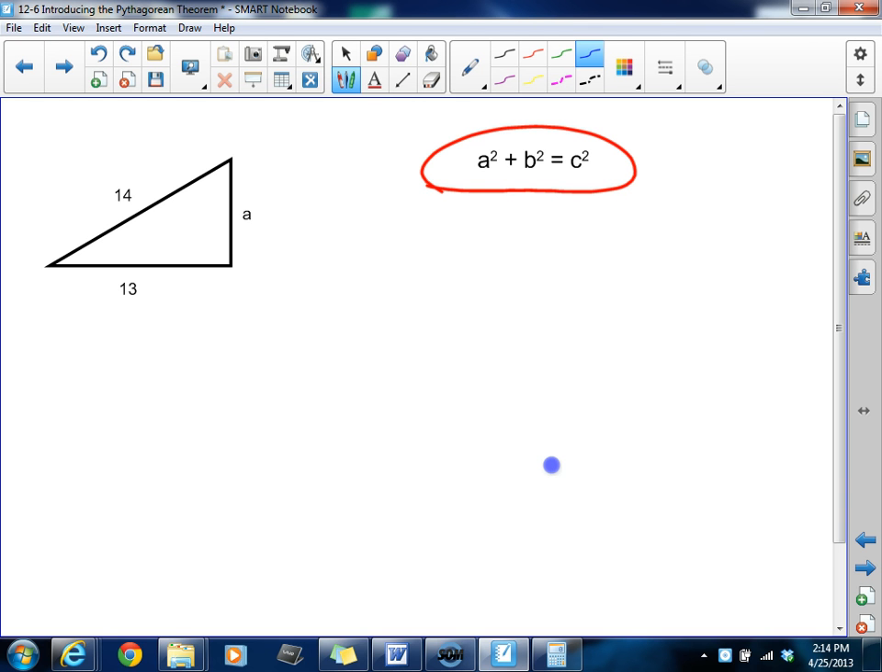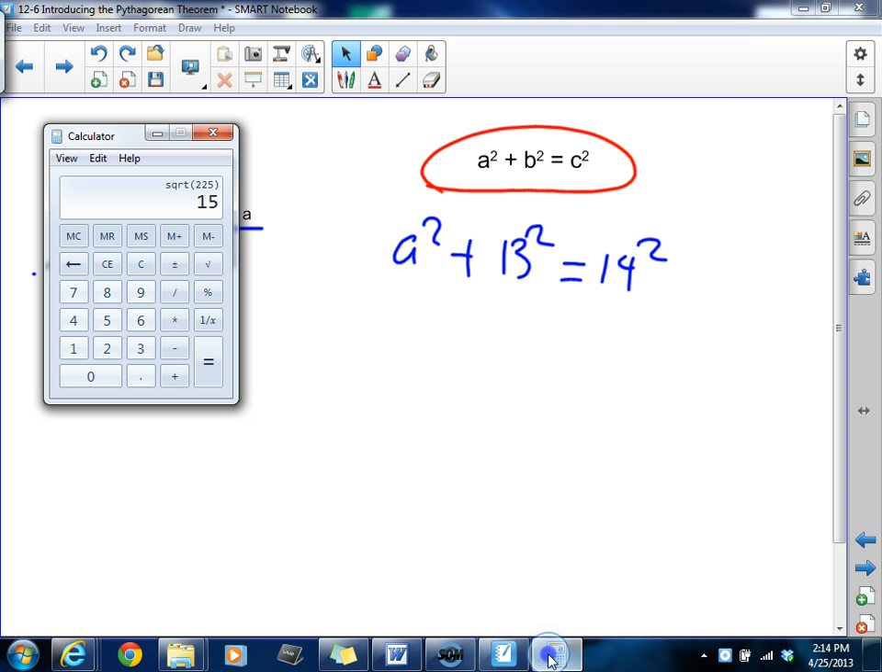So now I have a new right triangle, but I'm missing a leg. I know my hypotenuse, I know one of the legs, but I don't know the other leg. So that poses a little bit of a concern. Let's see if we can figure it out though. I'm going to put all of my numbers into my Pythagorean theorem. So it's going to be a squared, which we don't know, plus b squared, which is 13 squared, equals 14 squared.